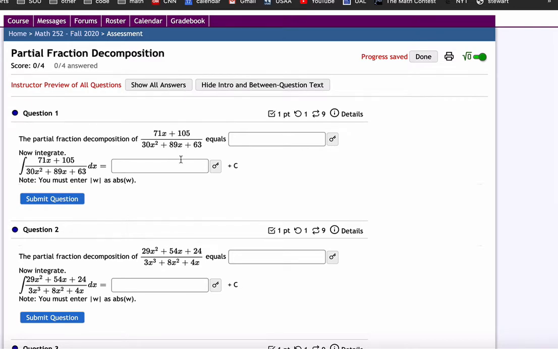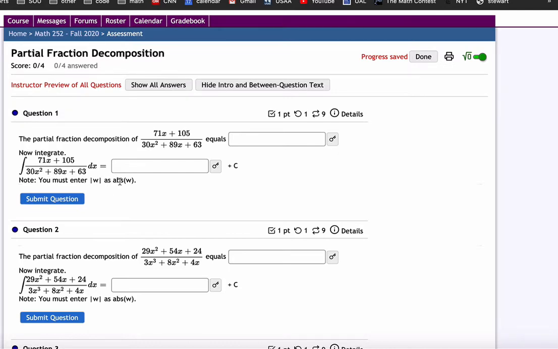But yeah, questions 1 and 2 should be straightforward. They factor into linear terms. So that's the a over the first term, b over the second term here, and a over the first term, b over the second, c over the third here. Solve for a, b, and c, take your antiderivatives, and you'll get your answer.